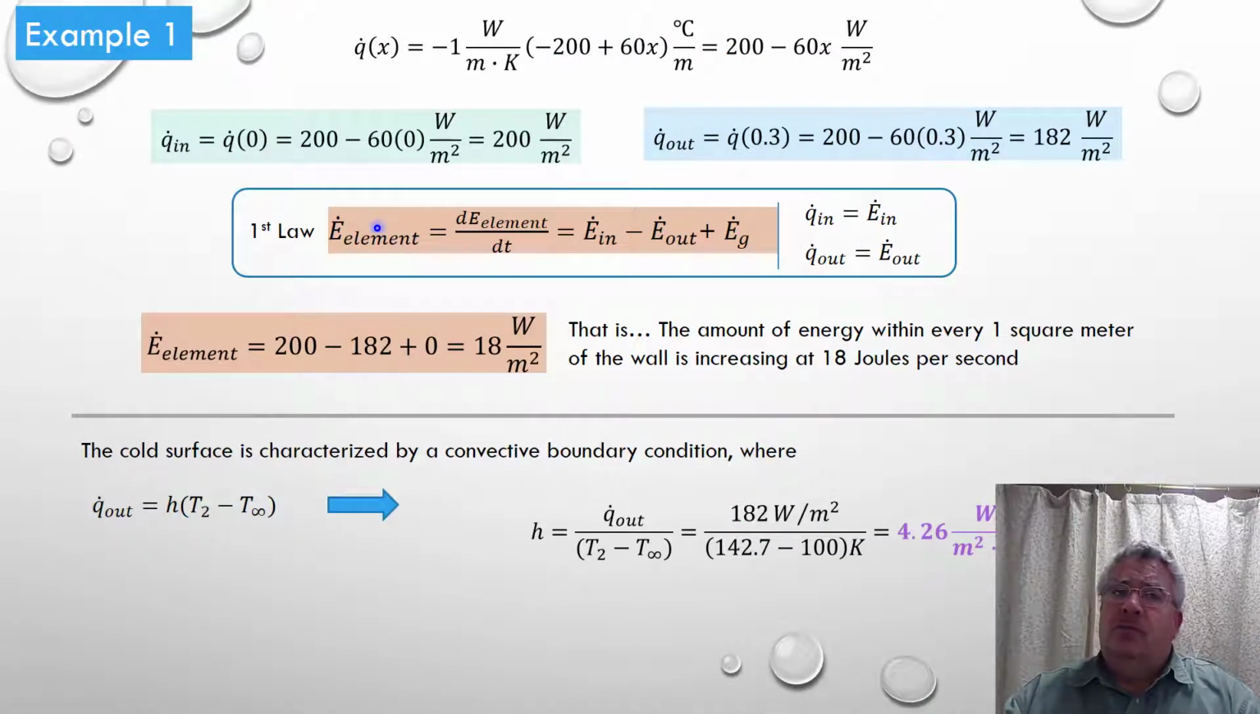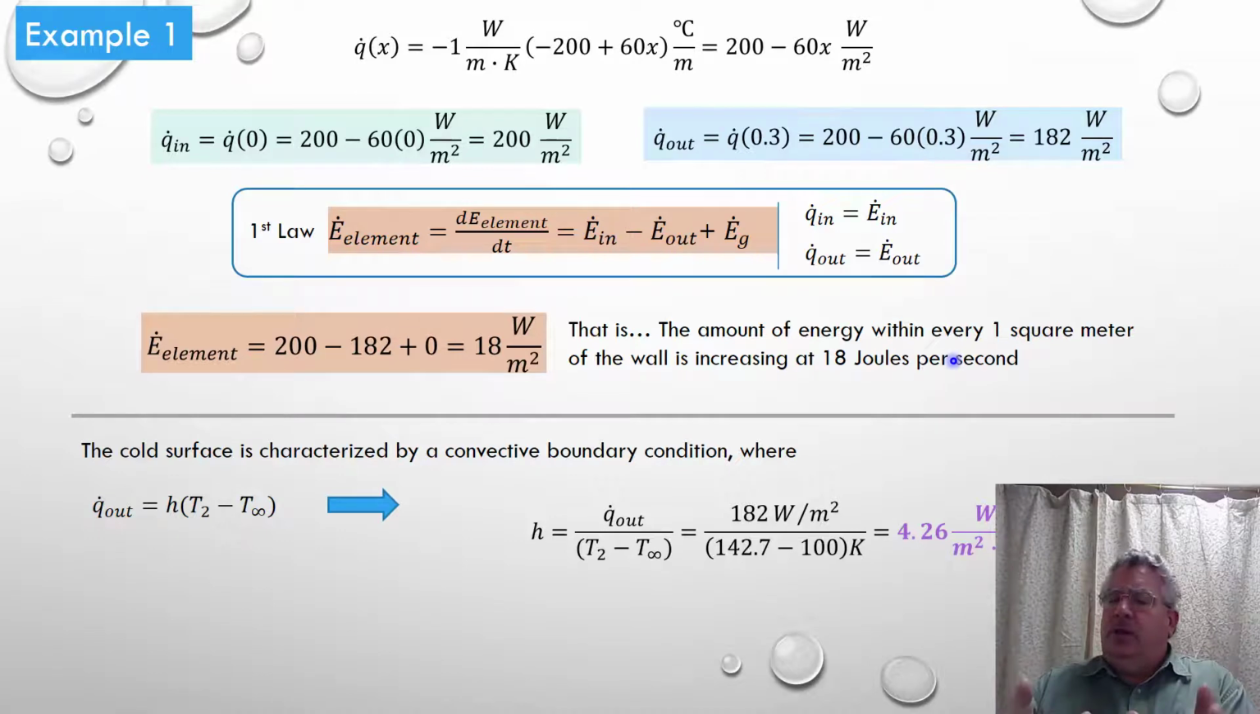The first law says that the rate of change of energy in the element is equal to E in minus E out plus E generated. Well, the problem doesn't provide any information about volumetric heat generation, so we're going to assume that's 0. And so what we end up with is 200 minus 182 plus 0 equals 18 watts per square meter. So what that's basically telling us is that the amount of energy within every 1 square meter of the wall is increasing at 18 joules per second.